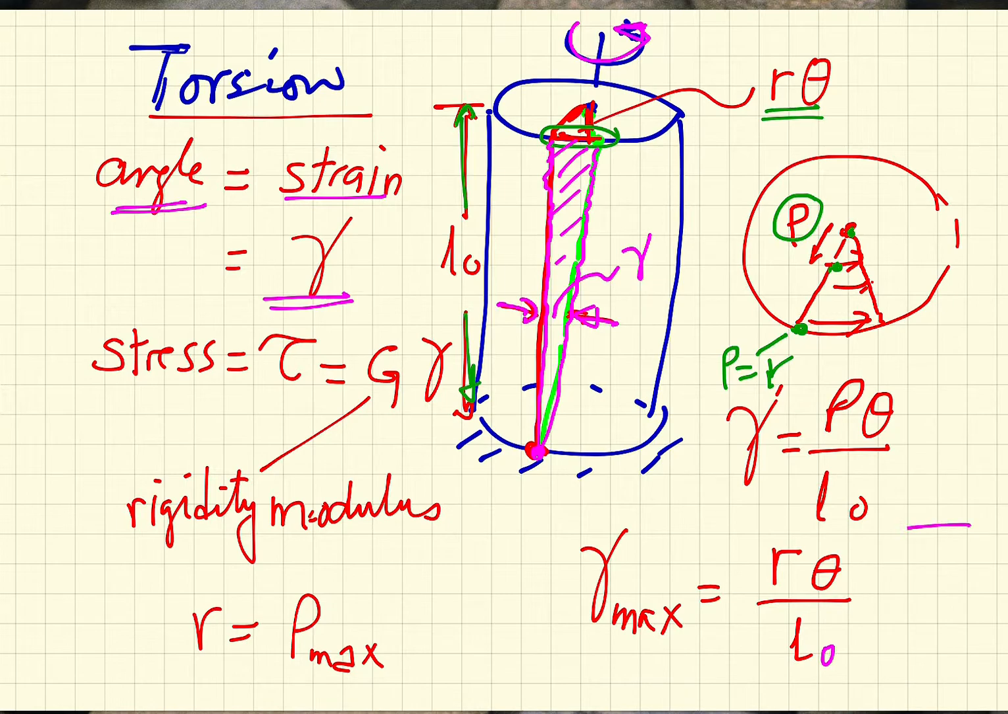So you have a very long triangle here, and the triangle looks like that. From the top it is r theta. From the side, it is approximately L0, and this angle here is gamma. So gamma is approximately R theta divided by L0. That's the gamma max. Therefore, for R equals rho max, we will be able to define the shear stress on the material.